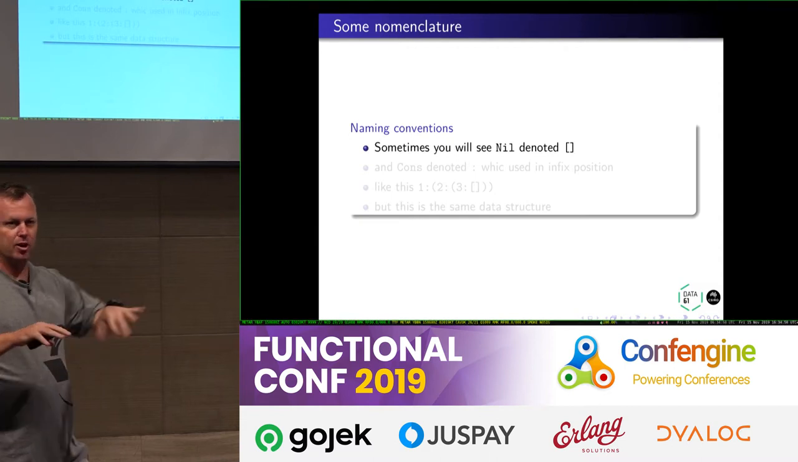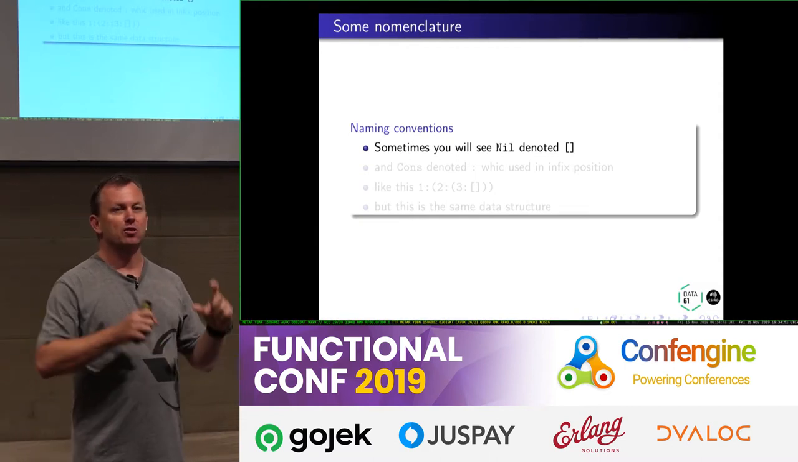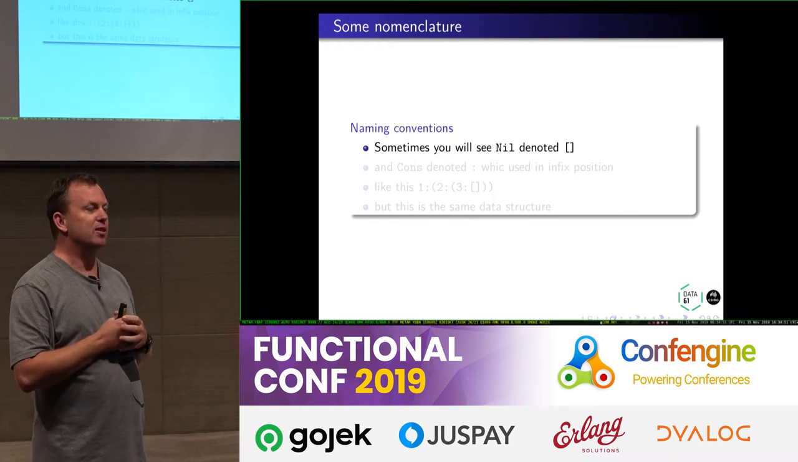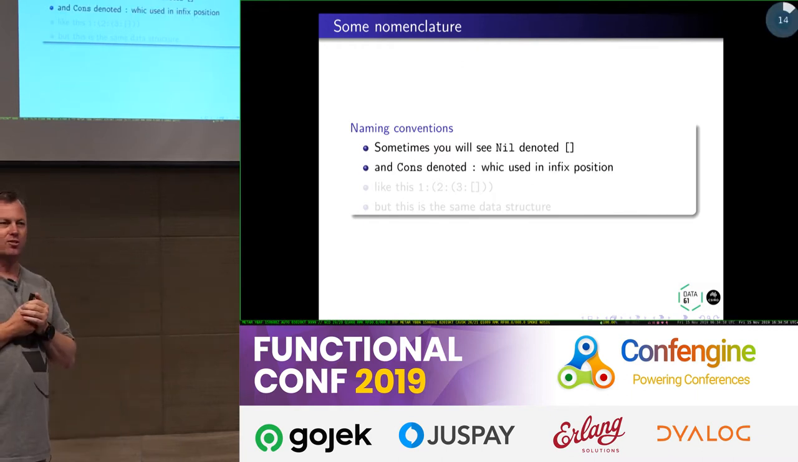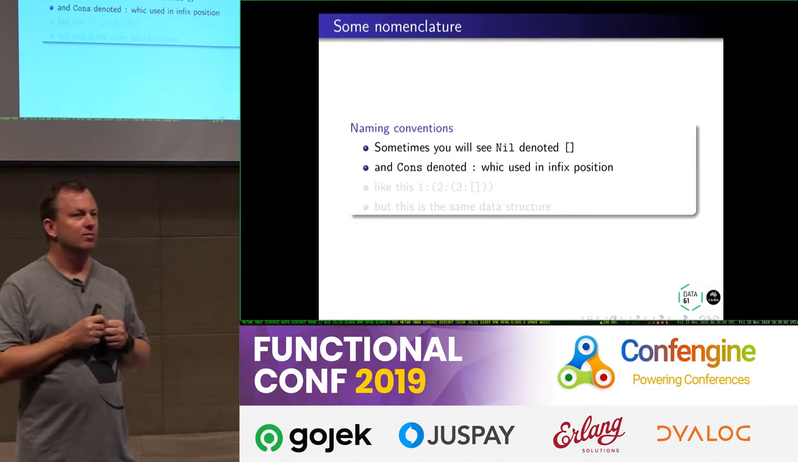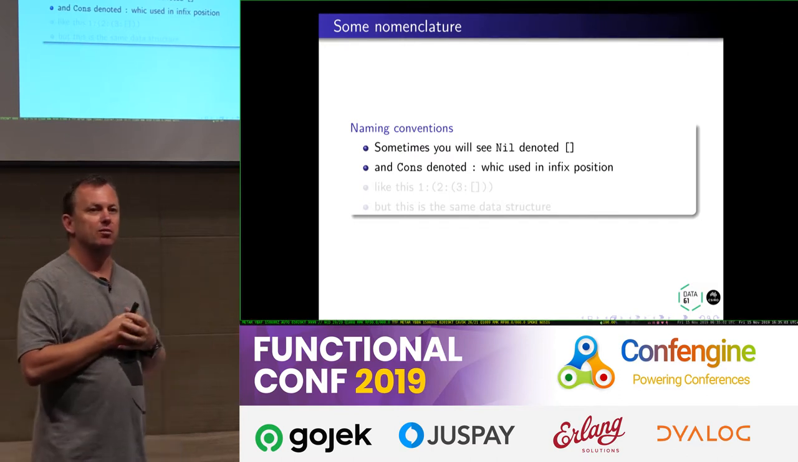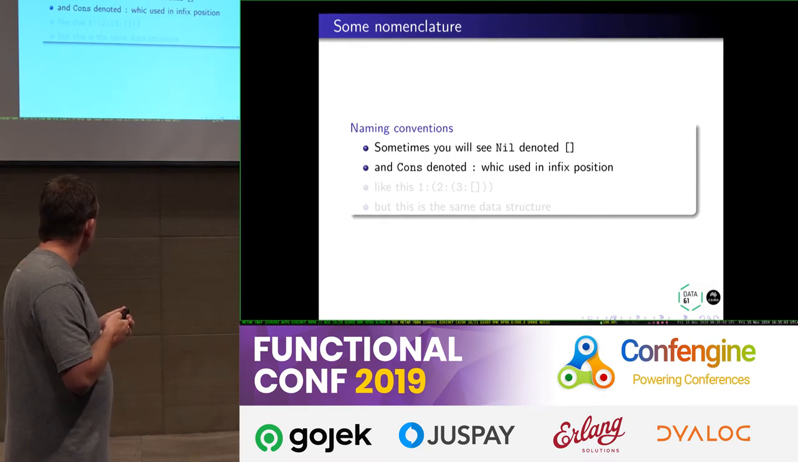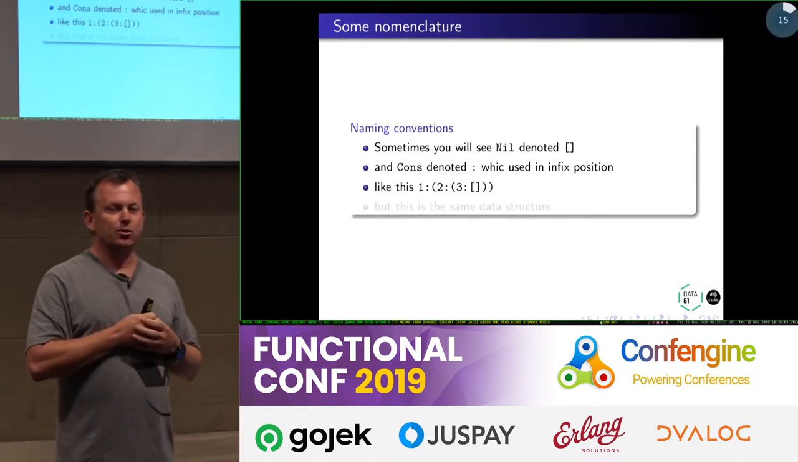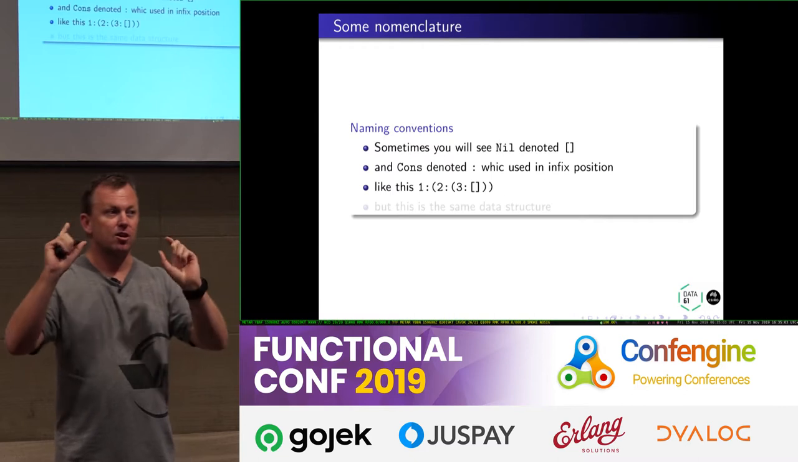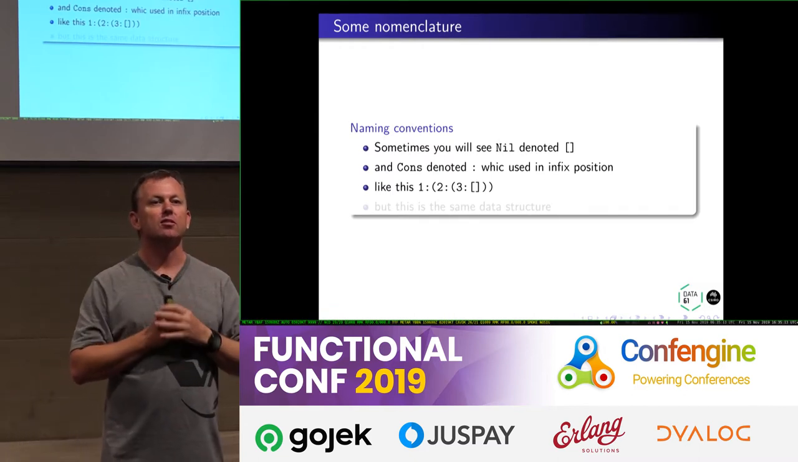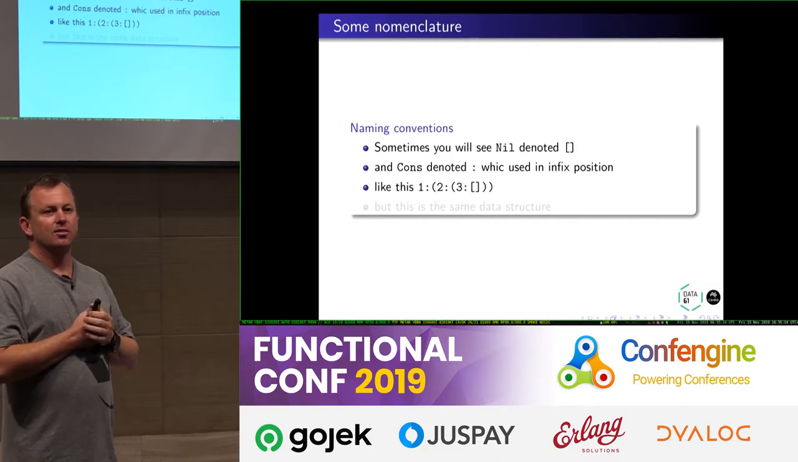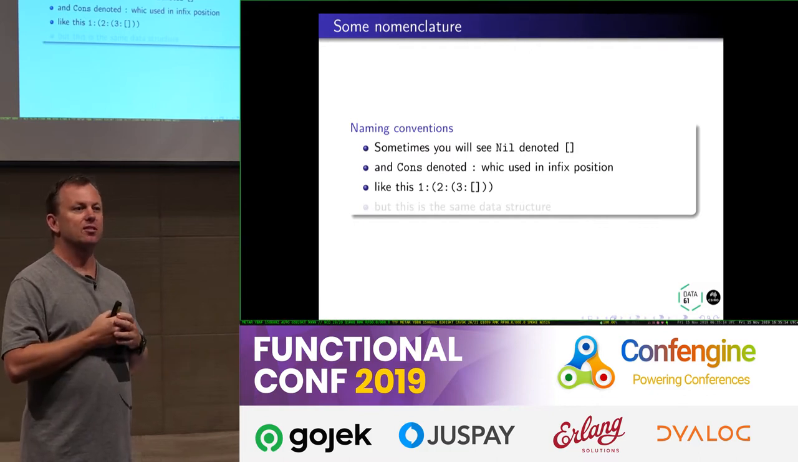Sometimes, if you're typing into Google right now, you might see nil spelt square brackets, so if you ever come across that, it's the same thing. And sometimes you'll see cons as just a colon, or sometimes a double colon, depending on the language. So here's the list 1, 2, 3. 1, cons, then a whole new list. 2, cons, and then a whole new list. 3, cons, and then nil. This is the definition of a list and how we make them.